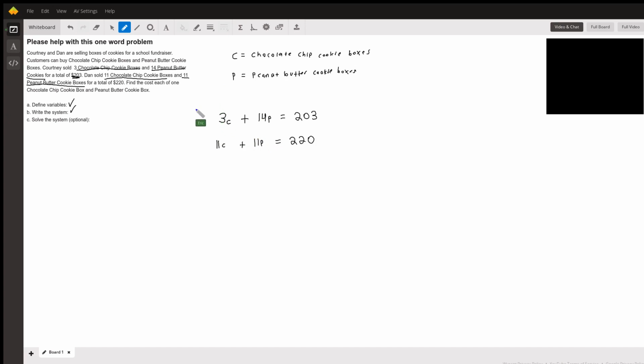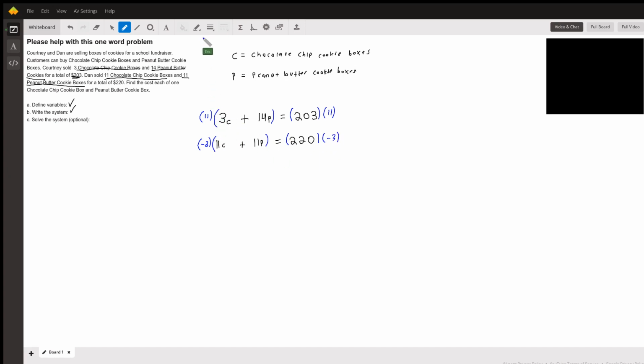So let's multiply the top equation by 11. And for the second equation, let's multiply it by -3. I'm multiplying it by -3 in order to cancel out the c terms, and you'll see how that's going to work in just a minute.